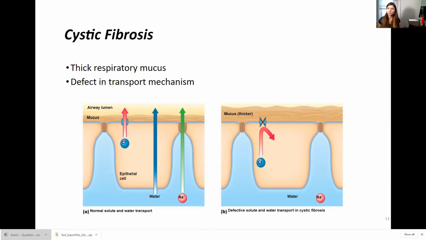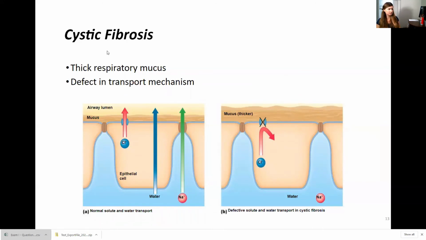Sometimes we have problems basically with how our different transporters and different types of transport are working. So one example of a disease that impacts transport is cystic fibrosis. So it doesn't always do this directly by affecting the proteins, although that does also happen.